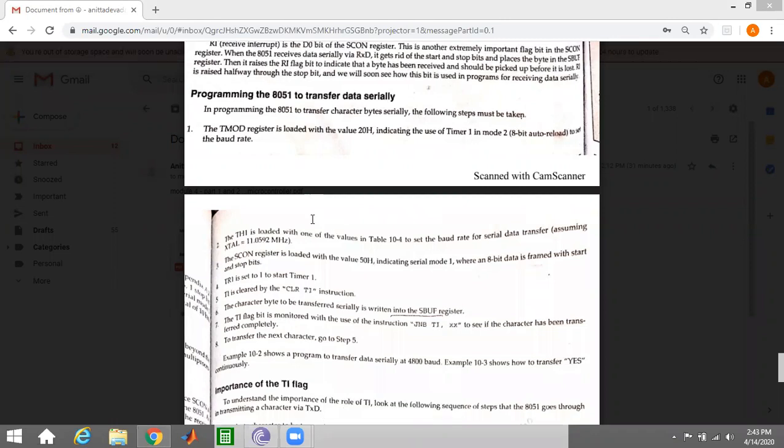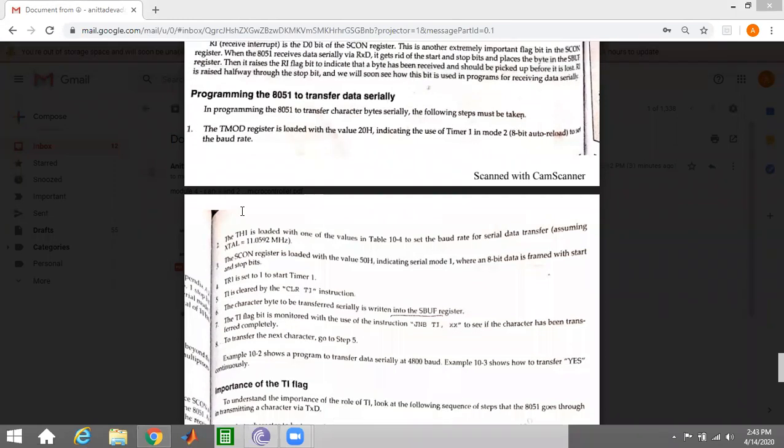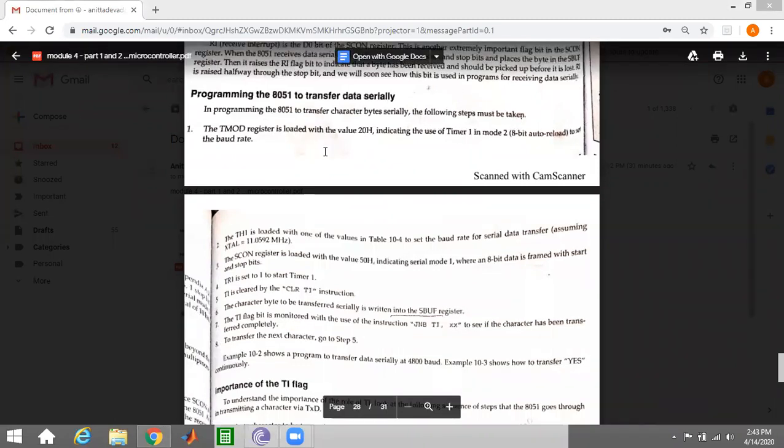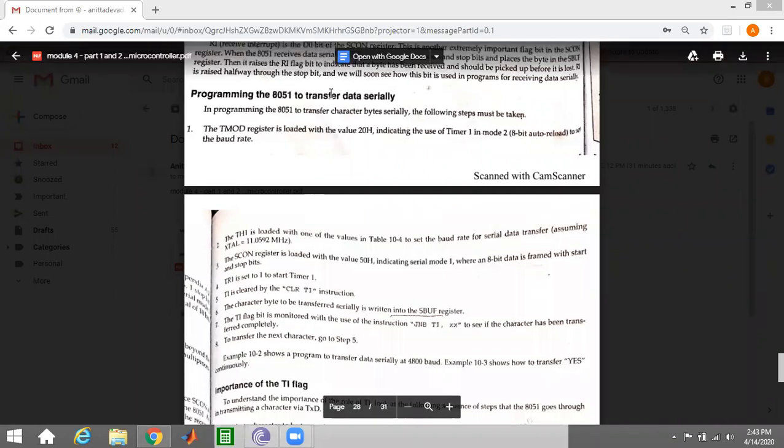Yes, ma'am. Okay, so these 8 steps, you can see, right? These 8 steps are important steps to transfer the data serially. So what is the topic we are studying, Manisha? Transferring data serially is not the topic. The main topic we are studying is serial communication. In that, the first subtopic is transferring the data serially, and the next subtopic is going to be receiving the data serially.